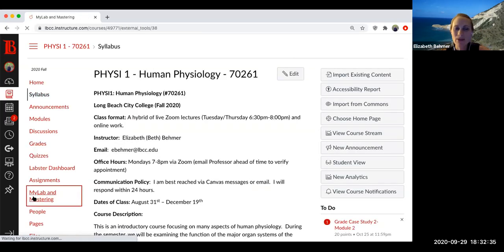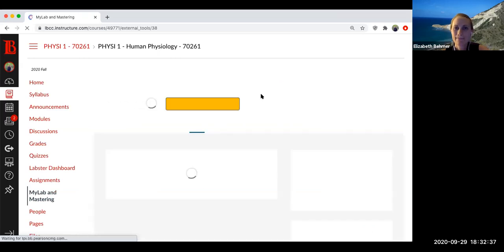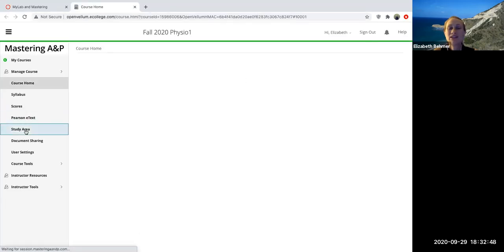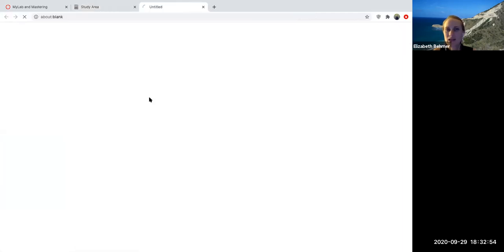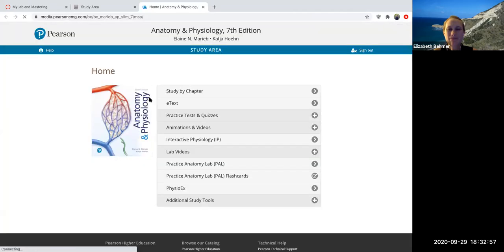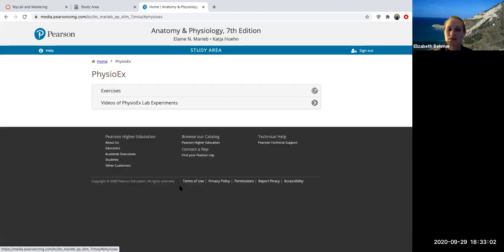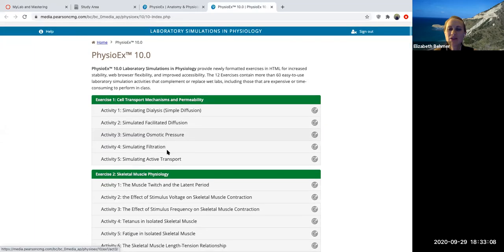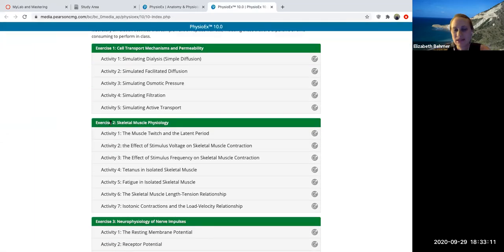So we'll go into the MyLab and Mastering. You'll open MyLab and Mastering. Hopefully you guys are familiar with how to get here. And then you'll go to the study area. Can everyone see so far? You'll launch the study area. And then you'll go into Physio X. And you'll go into the exercises. And the exercise that we'll be focusing on for the next 2 weeks is exercise 2, the skeletal muscle physiology.